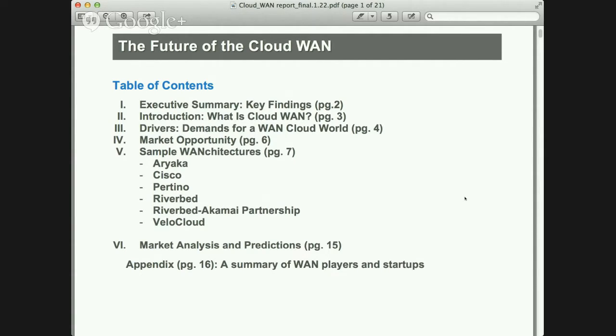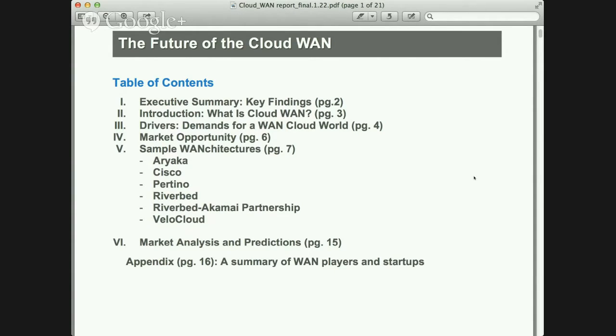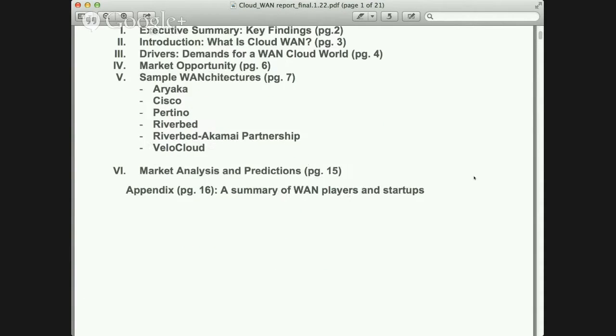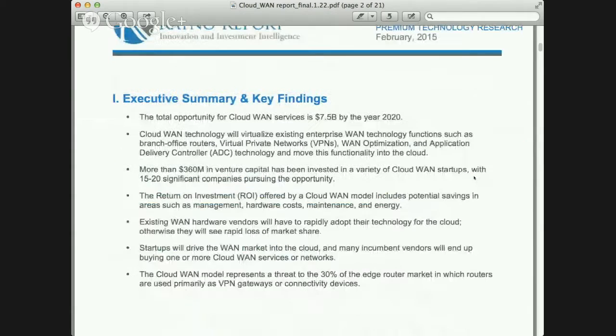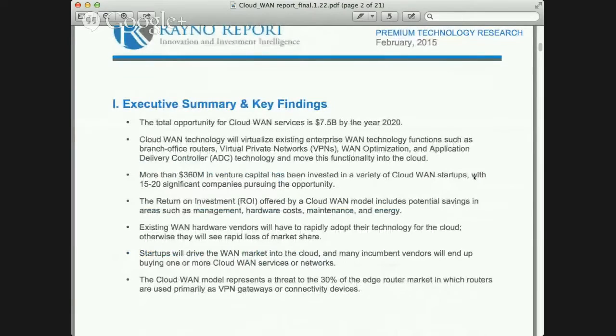Now I'm sharing this report. Of course, it's for sale on my website, renoreport.com. So I can only share pieces of it because I earn my living by selling reports. Why don't I just go over the executive summary first, and then we'll look at a couple of the architectures. So here's the executive summary and the key findings.